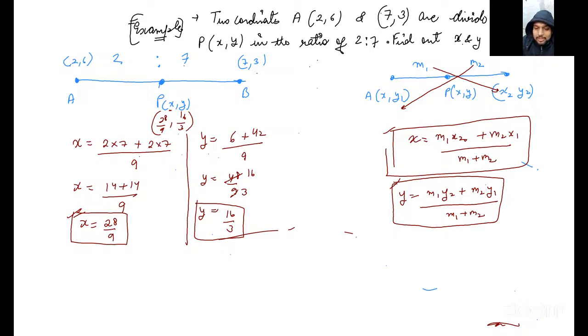Basically, there is a derivation of this formula, a simplification of this formula. Otherwise, all the things are based on this section formula only. Understood? Okay, quickly write it down. Then I will give you questions.